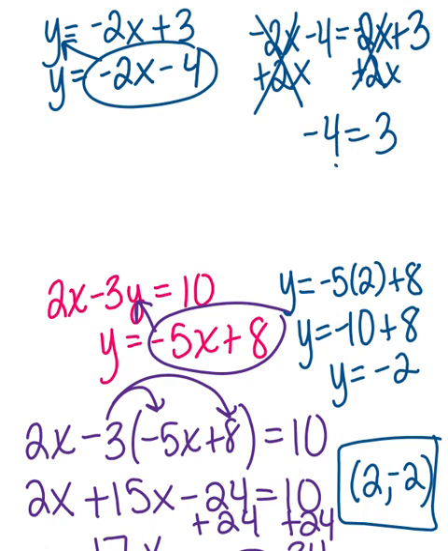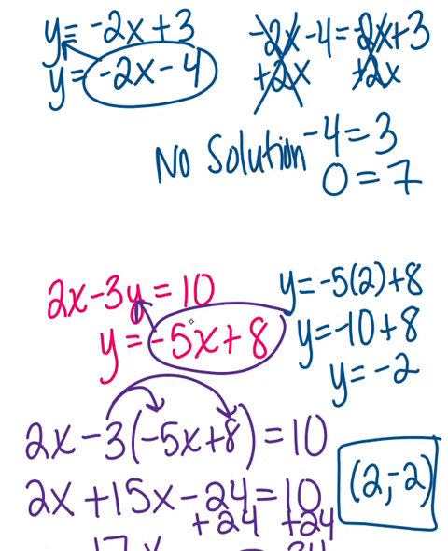and you get negative 4 equals 3, or if you added the 4, you would have gotten 0 equals 7. And that's false. That's not a true statement. So here, we would get the no solution situation because we would know, hey, these are parallel lines, and parallel lines never intersect. So there's no solution.